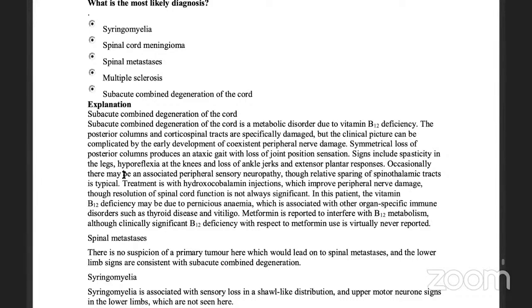Treatment is with hydroxocobalamin injection, which improves the peripheral nerve damage, although the resolution of spinal cord dysfunction is not always significant in these patients. Vitamin B12 deficiency may be due to pernicious anemia. It is an autoimmune disorder associated with other organ-specific autoimmune disorders, thyroid disease and vitiligo. Metformin is reported to interfere with vitamin B12 metabolism, although clinically significant deficiency with metformin use is virtually never reported. Okay.